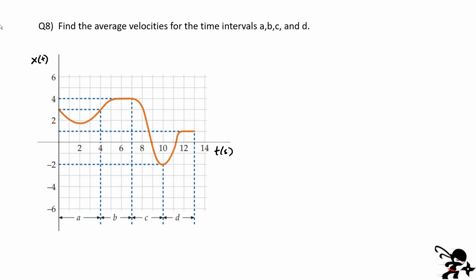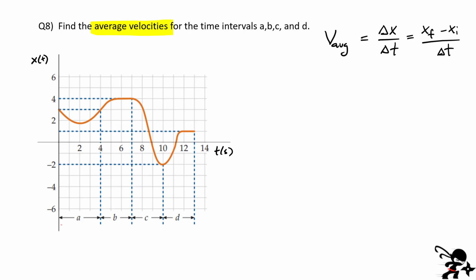All right, find the average velocities for the time intervals A, B, C, and D. So these are the time intervals over here, and we have a position versus time graph, and we're looking for the average velocities. Now, if you're given a time interval, the way you find average velocity for any time interval is simply to evaluate delta x over delta t. Okay? And this is always x final minus x initial divided by the time interval that we're looking at.